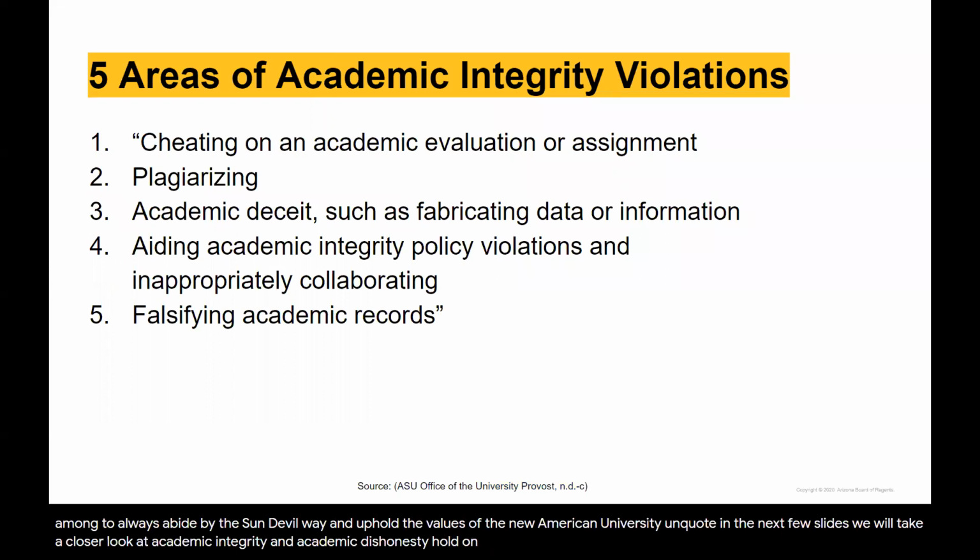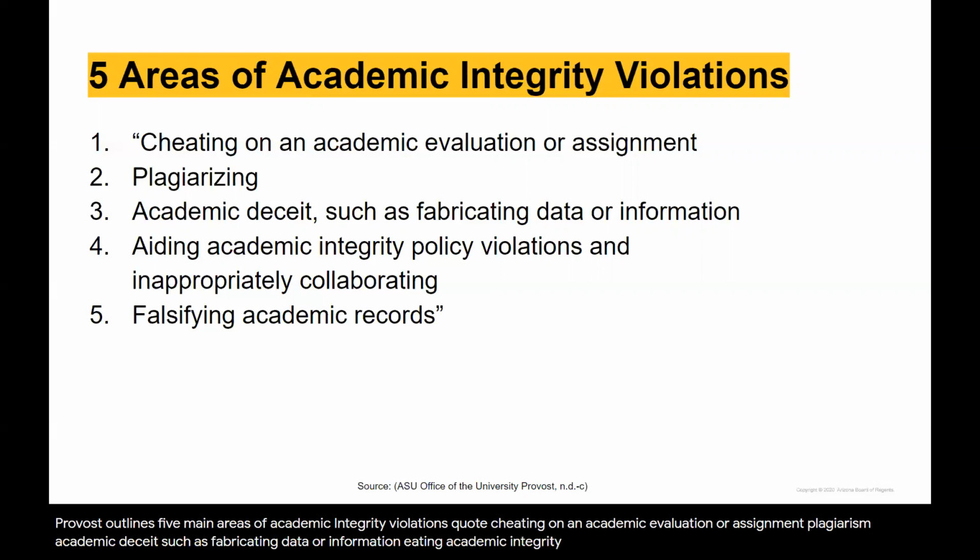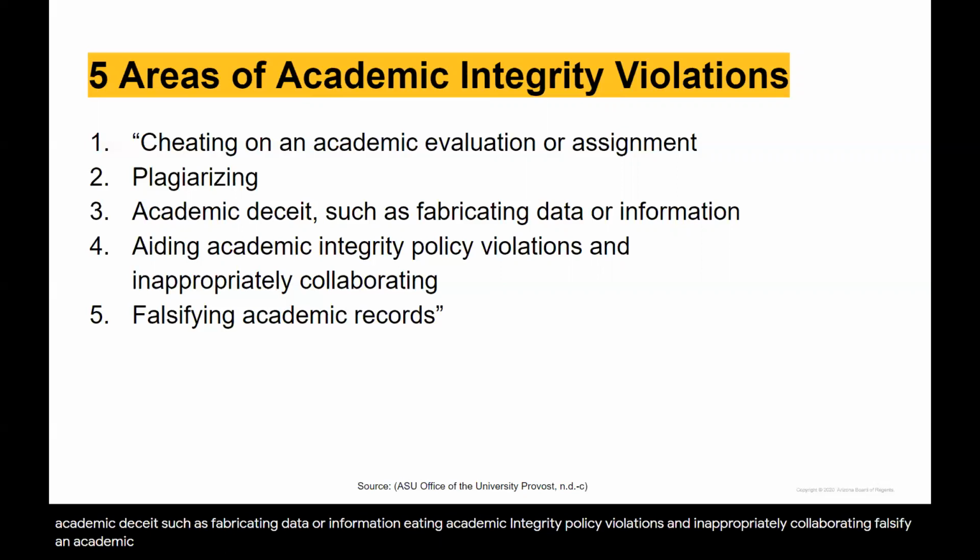To uphold academic honesty, the website from the ASU Office of the University Provost outlines 5 main areas of academic integrity violations. "Cheating on an academic evaluation or assignment, plagiarism, academic deceit such as fabricating data or information, aiding academic integrity policy violations and inappropriately collaborating, falsifying academic records." While you should be aware of all of these areas, this presentation will focus on plagiarism and how to avoid it.